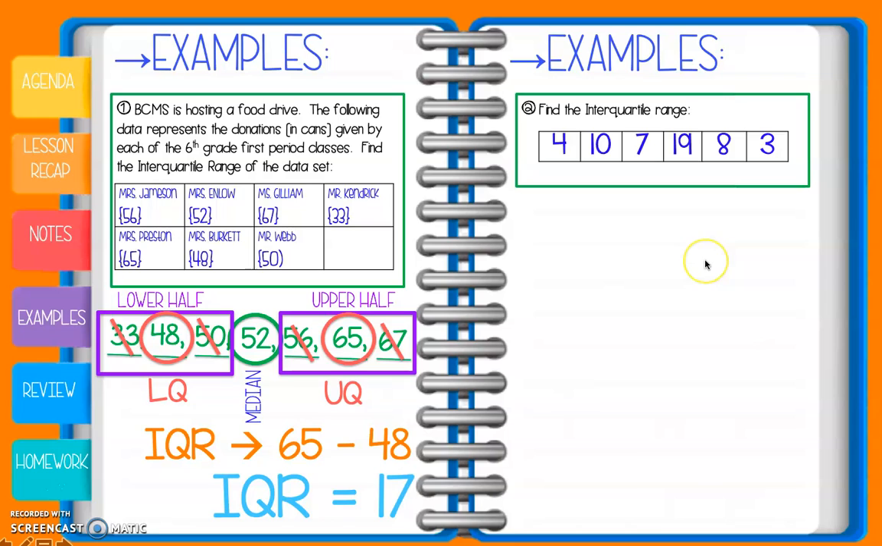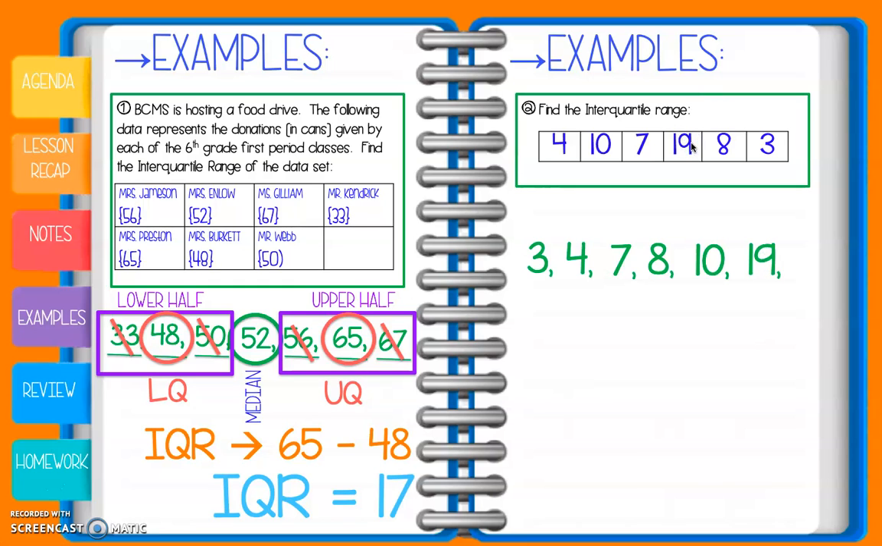Let's do number 2. It says just find the interquartile range. So the very first thing that we're going to do is we're going to order them from least to greatest. Okay, so we've got 3, 4, 7, 8, 10, and 19. So there's our order from least to greatest.